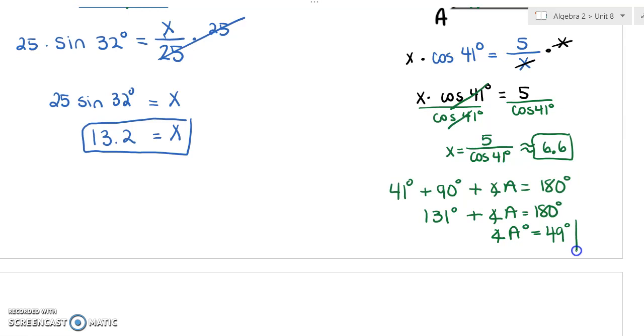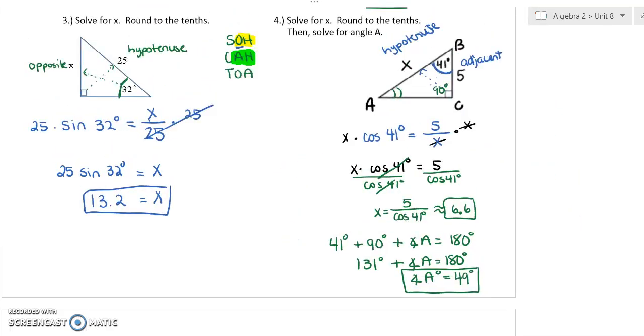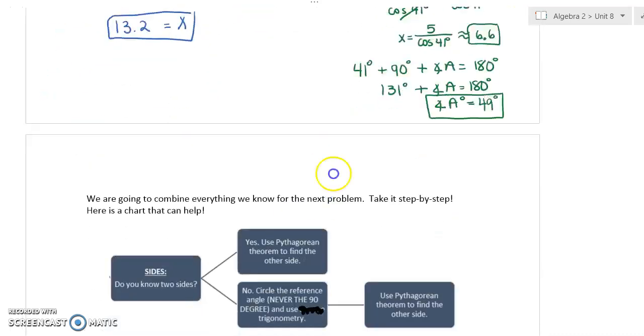49 degrees. There we go. And that's our angle A as well. So we have answered all of their questions. Awesome job. All right, let's look at the last problem that we have.